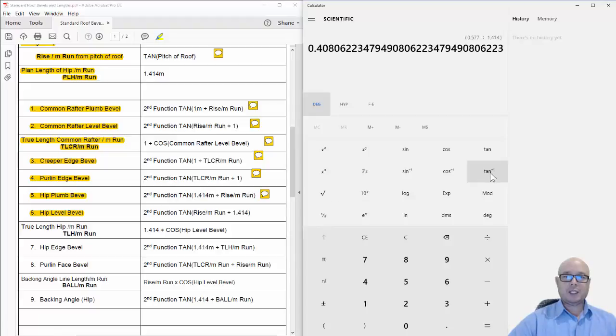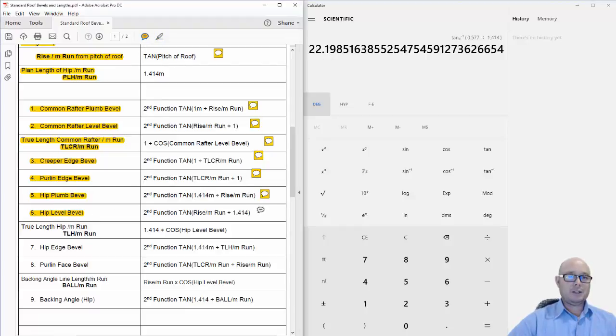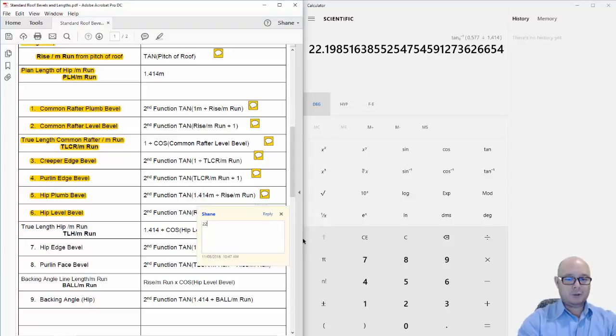So there it is there, tan minus 1. And it gives me the answer of 22.19, so the 9 will round up the 1 to a 2, so it's 22.2 degrees for the hip level bevel. So I'll just post that on the sticky note as my answer, so 22.2 for the hip level bevel.